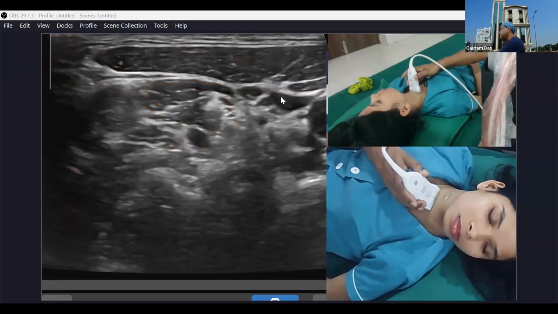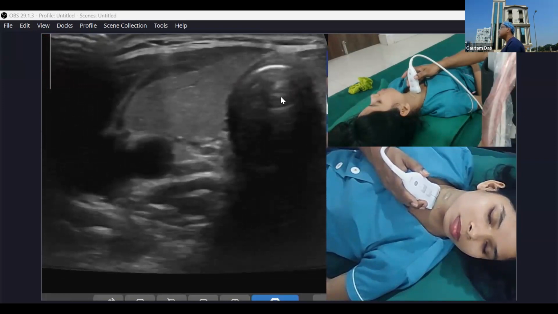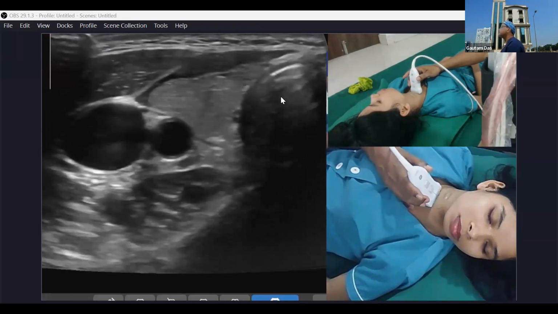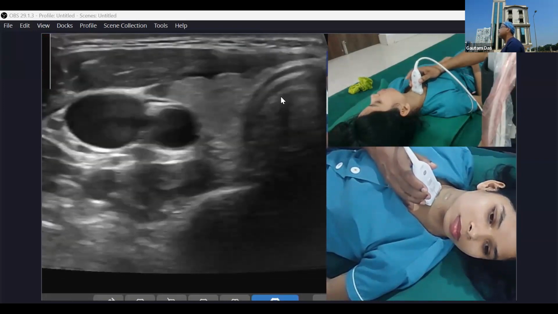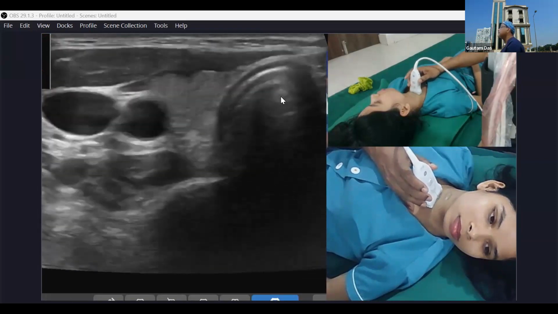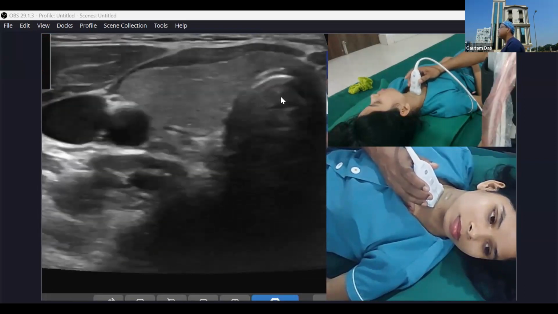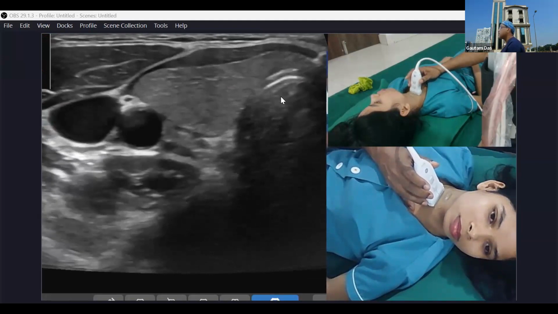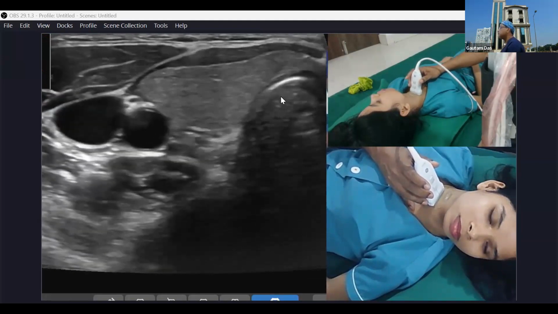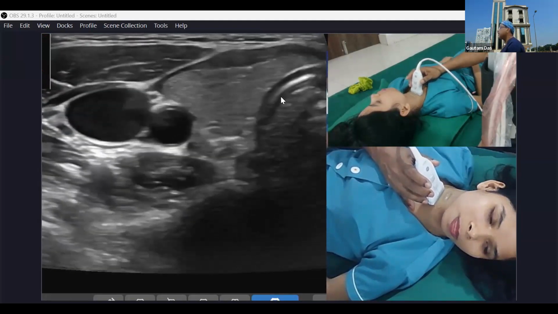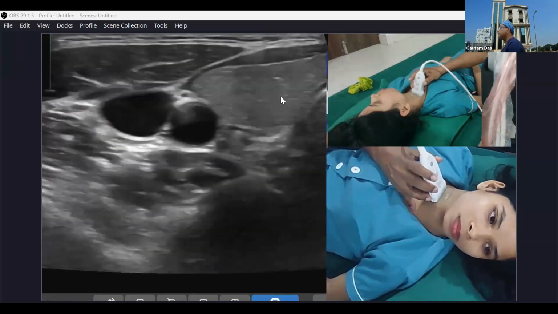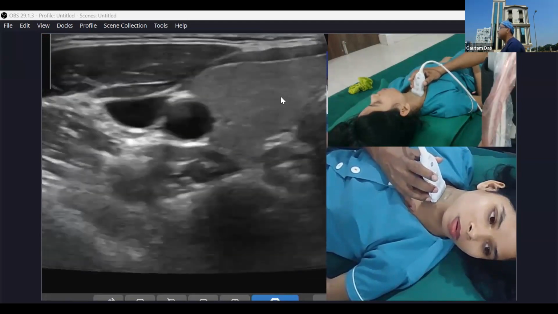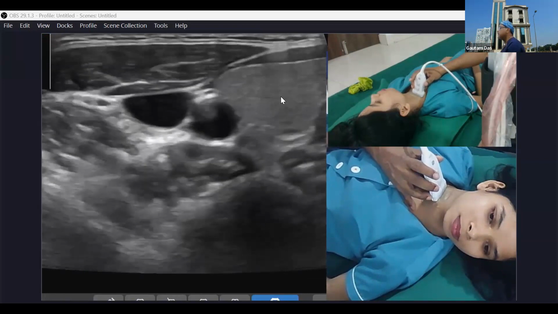So let me start again. From here I am starting. You can see sternohyoid, sternothyroid, sternocleidomastoid. Below that is your omohyoid. You see, omohyoid is gliding above the jugular vein. Just above the jugular vein is omohyoid. Omohyoid is oblique. This is the inferior belly.